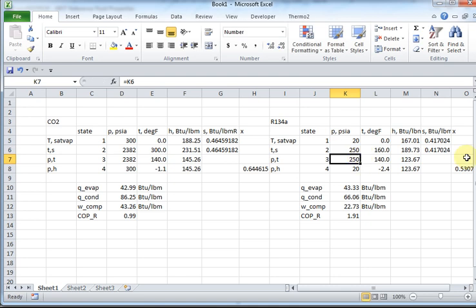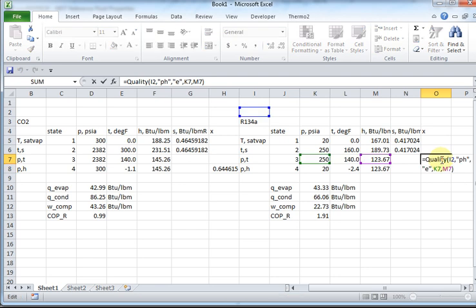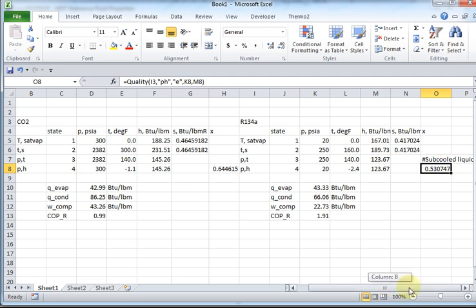What is the quality? I gotta scoot over here. I don't know if that's going to be defined. Nope, not defined. Oops, maybe that's why it's not defined. Subcooled liquid. So it's coming out subcooled liquid at that 250, okay? You can see they're saying, hey, it's subcooled liquid. Quality's not defined. So it's slightly subcooled. Okay? So this looks pretty reasonable.